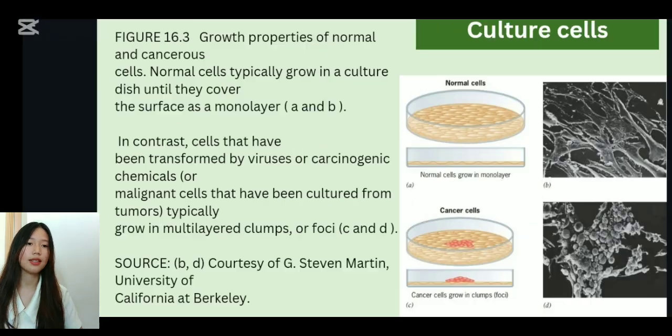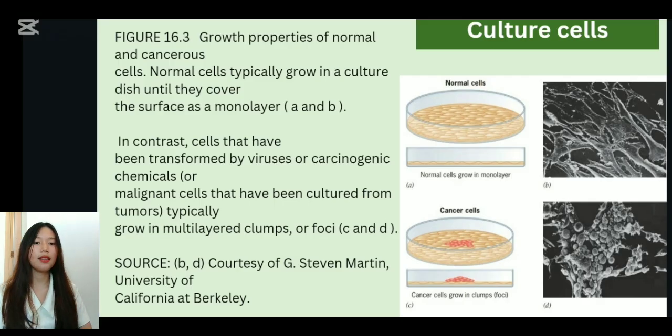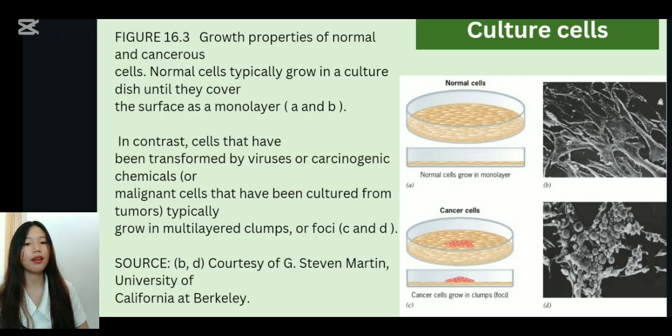So, next is yung culture of normal cells and cancer cells. As you can see in the illustration, normal cells grow in a single layer when placed in a culture dish. So, it is spreading out to cover the surface. So, unlike in cancer cells, it grows in clusters or multiple layers, no? That forms irregular growth patterns. So, this abnormal growth behavior is a hallmark of cancer.